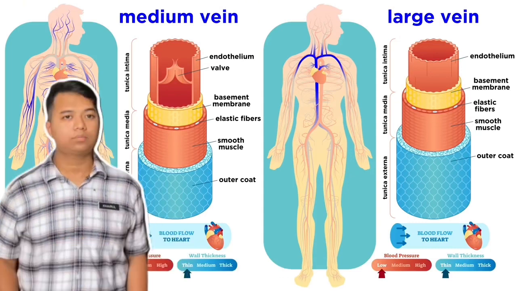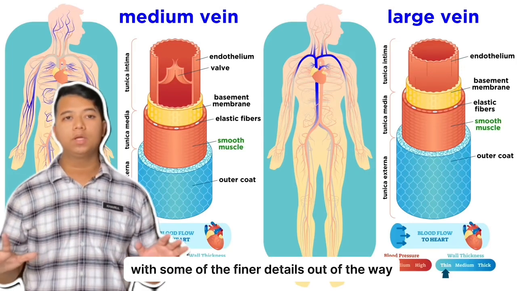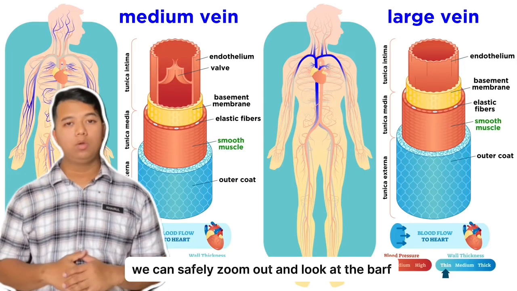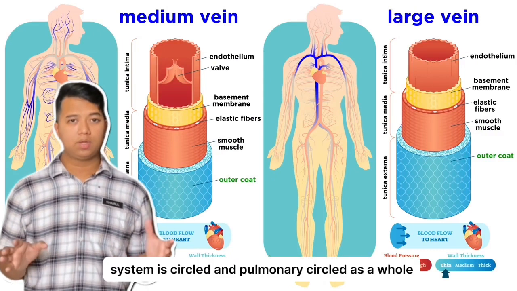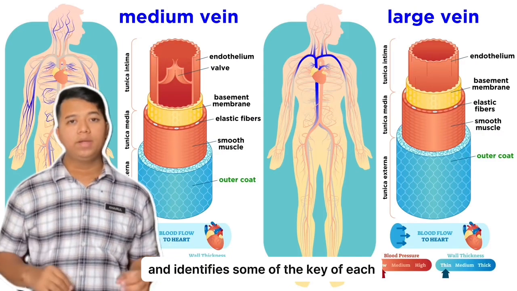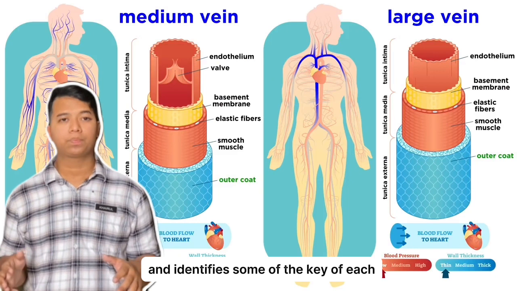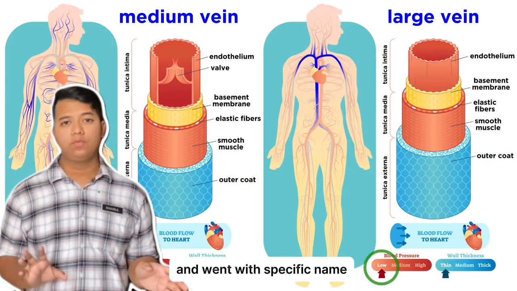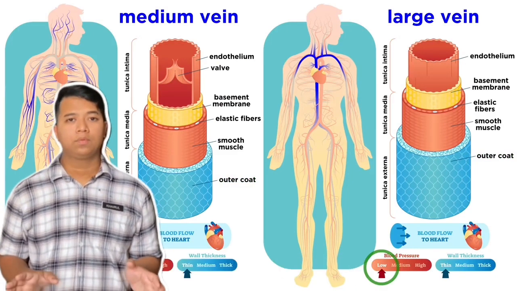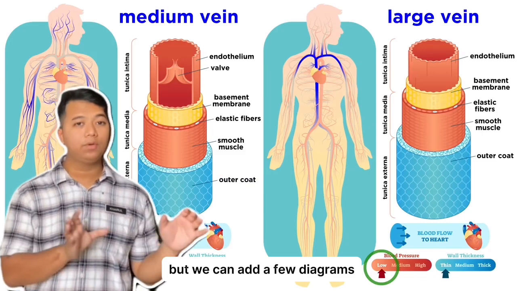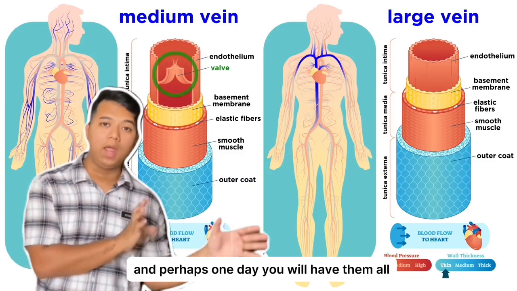With some of the finer details out of the way, we can safely zoom out and look at the systemic circuit and pulmonary circuit as a whole, and identify some of the key vessels of each. There are so many individual arteries and veins with specific names. Far too many names right now, but we can examine a few diagrams, and perhaps one day you will learn them all.